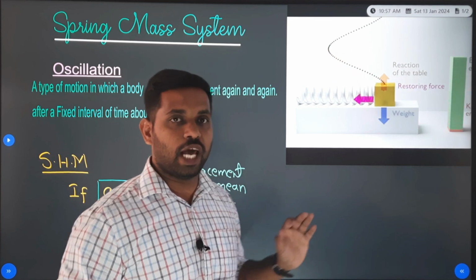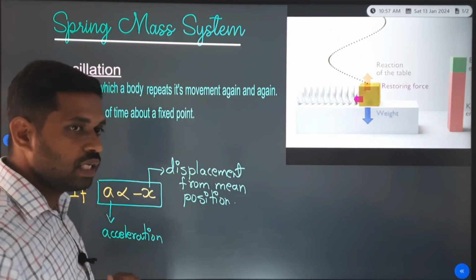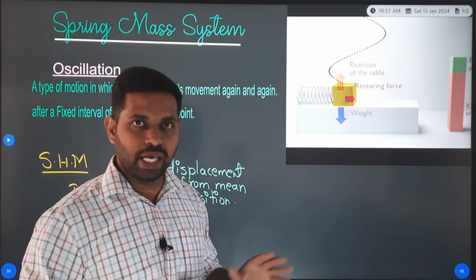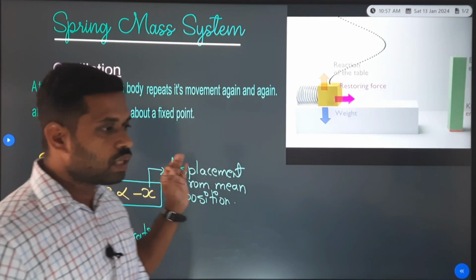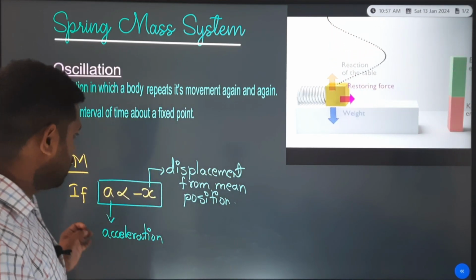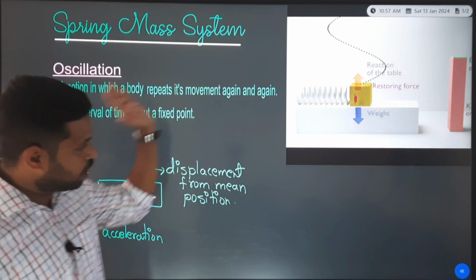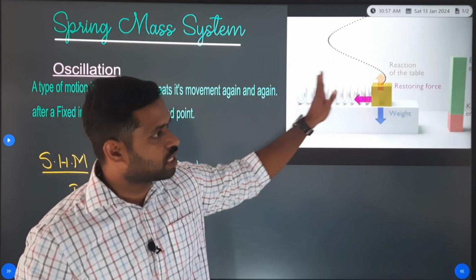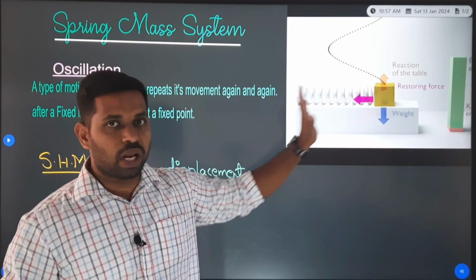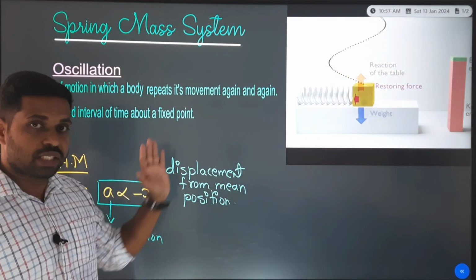But we have a special type of oscillation which is called simple harmonic oscillation, or simple harmonic motion. This simple harmonic motion is a special type of oscillation. In fact, this spring mass system is also going to execute simple harmonic motion. So what is this simple harmonic motion?